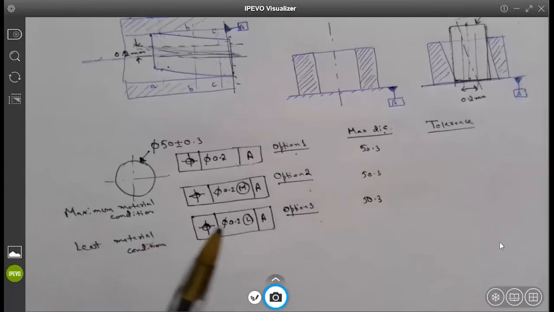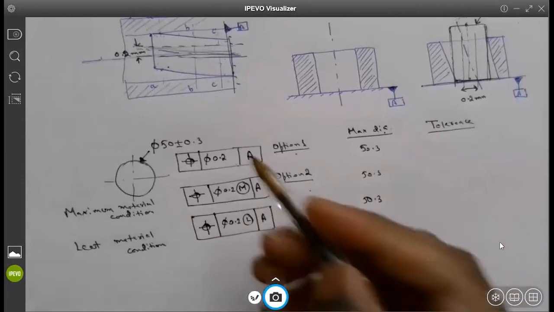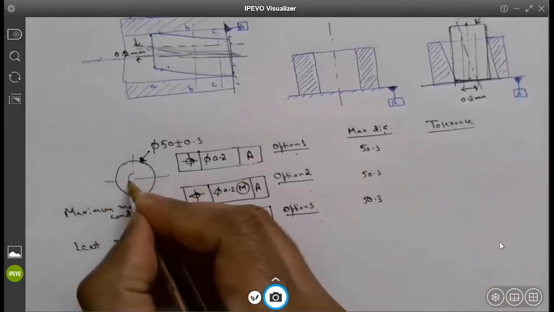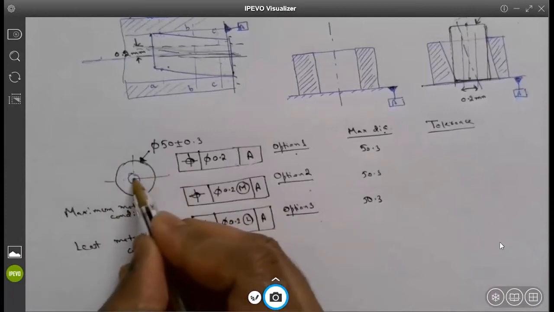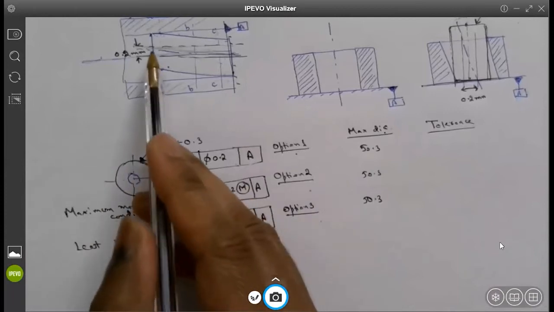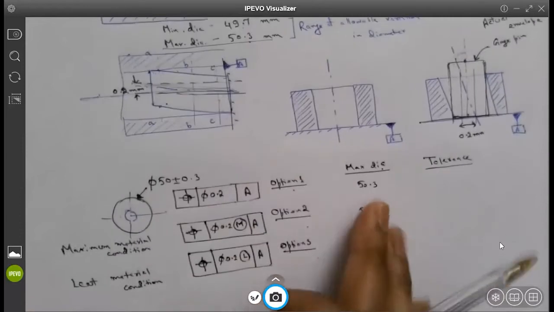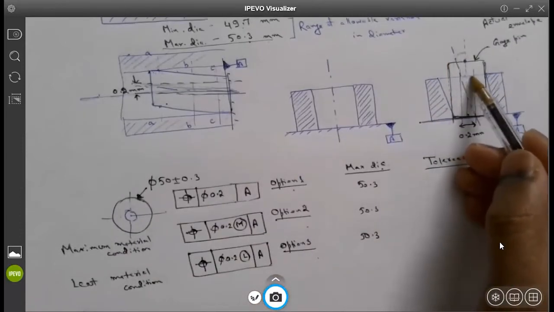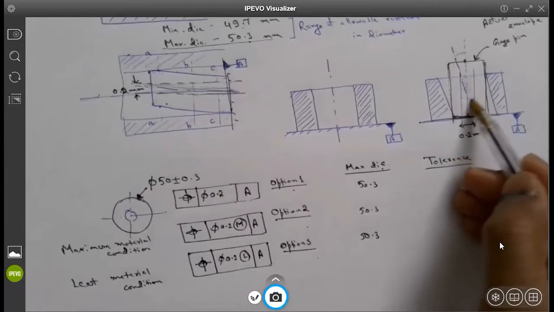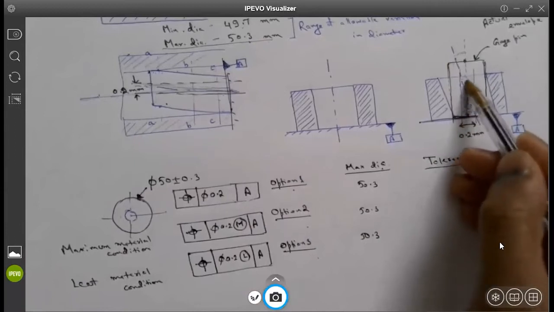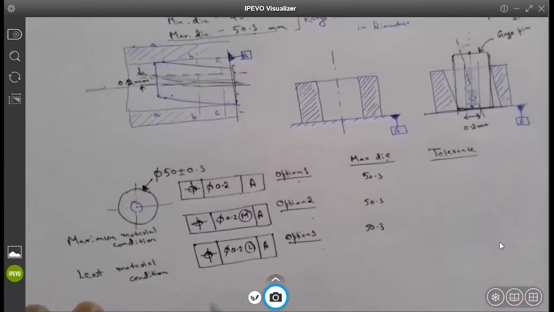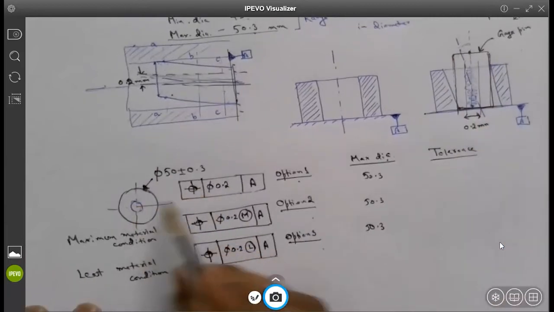Okay, so the tolerance zone is basically where the axis would lie. The axis can orient in any fashion, as you can see, as long as it remains within a cylindrical zone of 0.2 millimeter. That's a cylindrical zone for the orientation of the axis. The axis can lie anywhere in that cylinder. So that is the diameter of the tolerance zone.